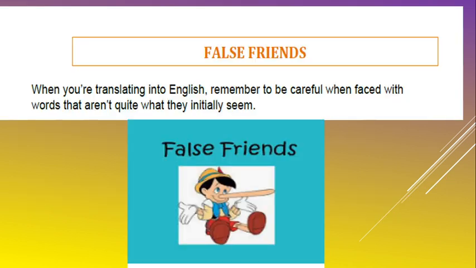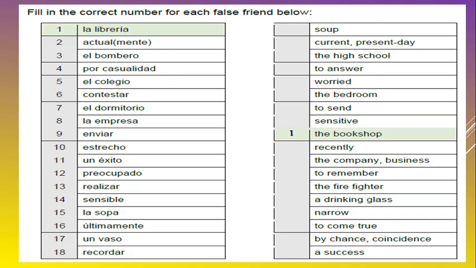False friends. So when you're translating into English, or when you're reading a text, look out for the false friends. So they're words that sound like English words, but they mean something completely different. So here we go. We've got a task on the screen for you now. The first one is done for you. La librería is the bookshop.